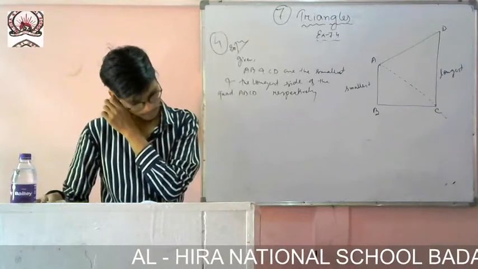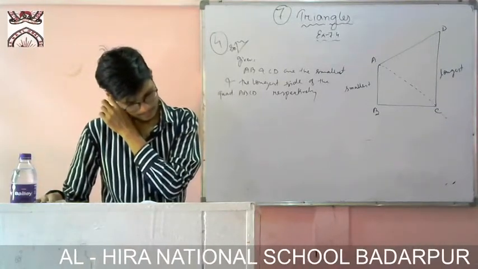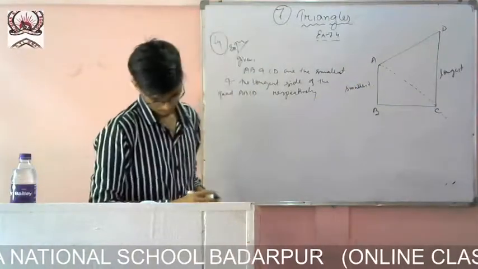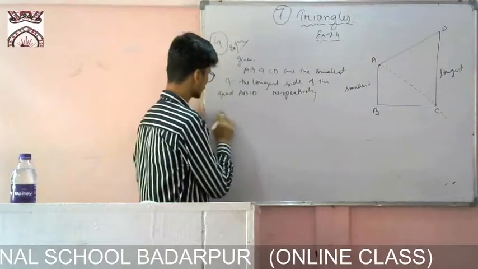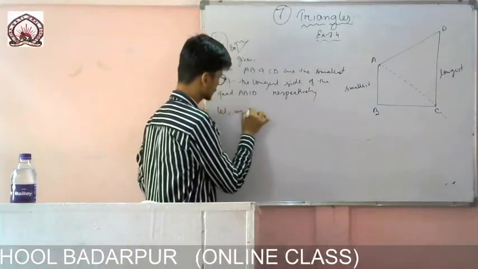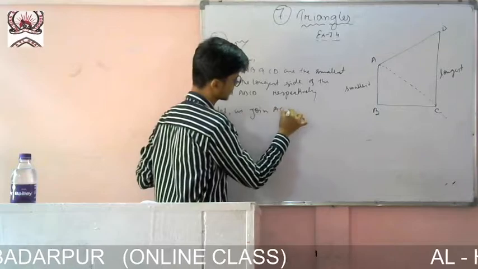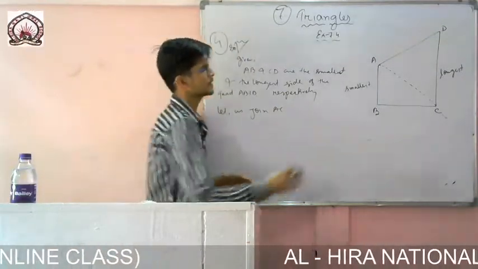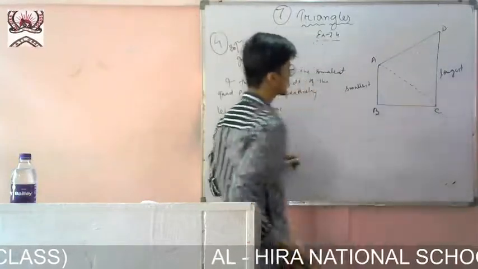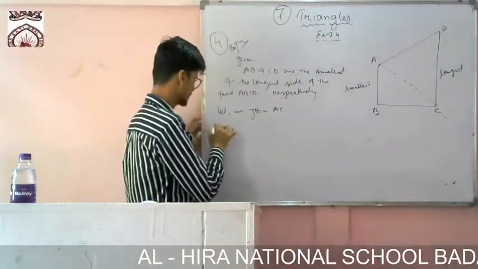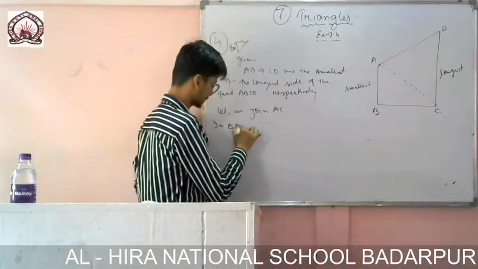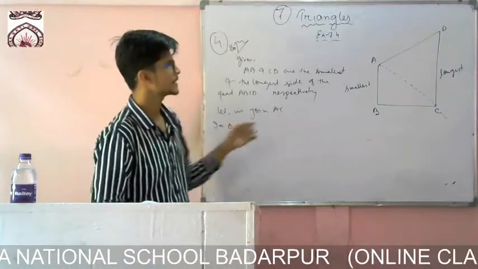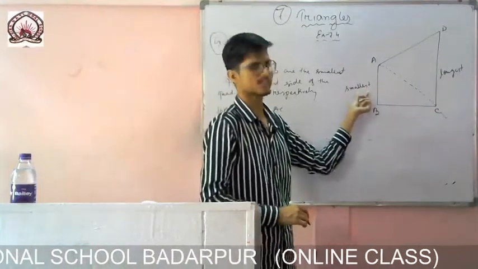Now you have to show that angle A is greater than angle C and angle B is greater than angle C. What we have done? I have joined AC. So you write, let us join AC. After joining AC, this is one triangle and this is another triangle. So let me solve in triangle ABC.